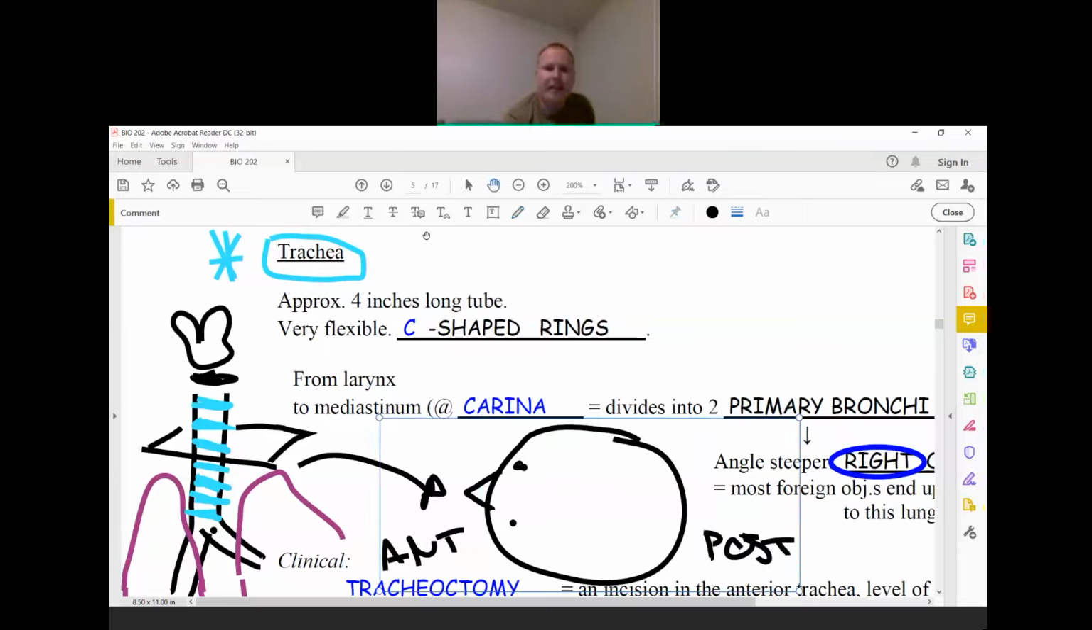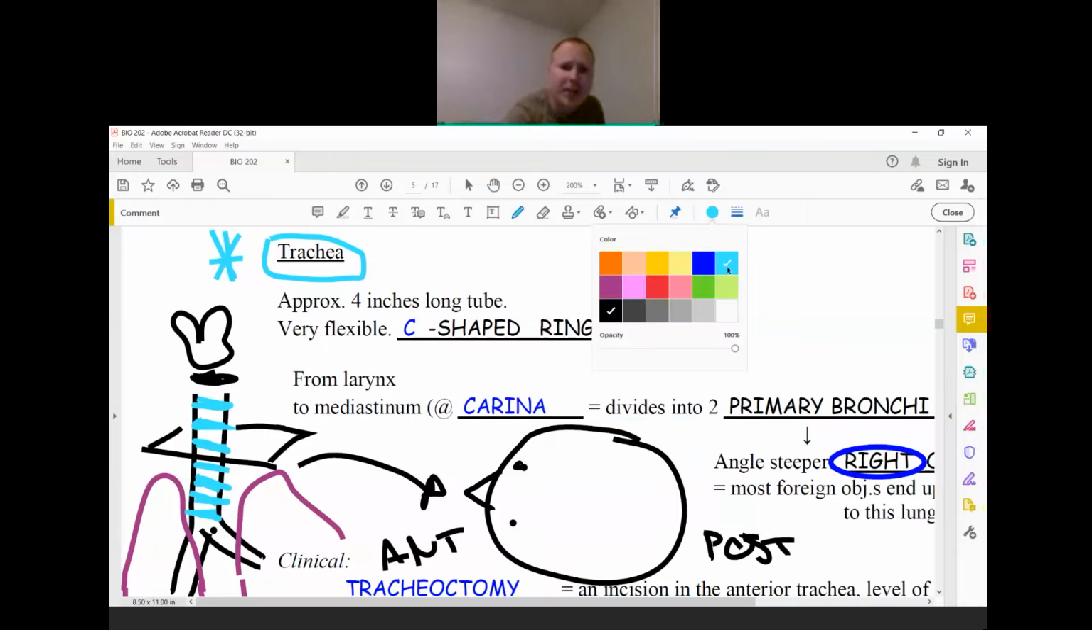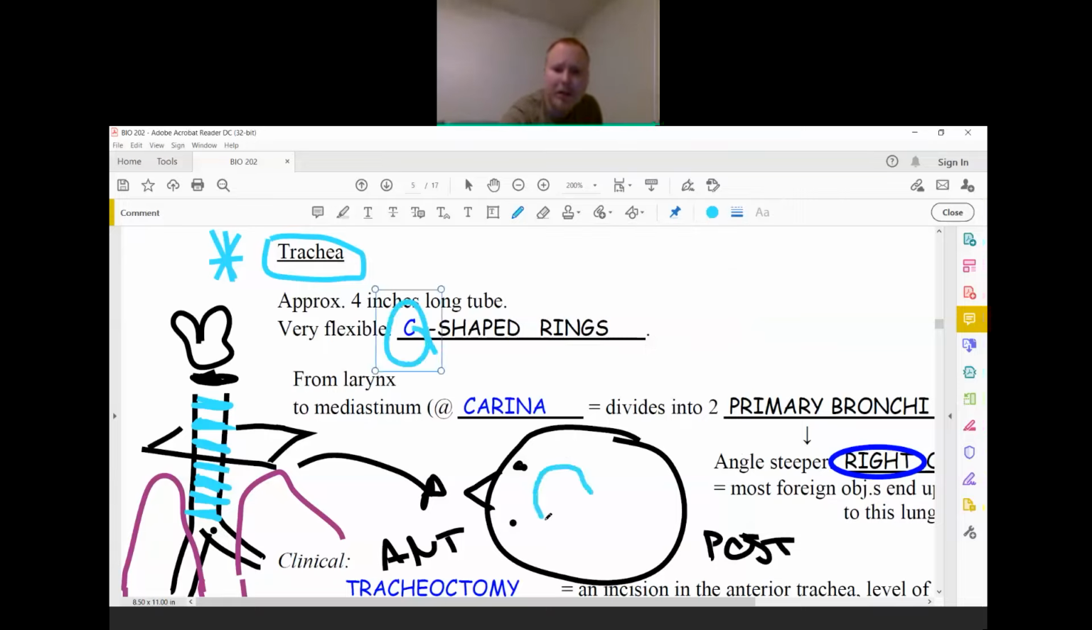Well, these C-shaped rings of the trachea, what you'll notice is that they're located so that they're open to the posterior side. And you might wonder, why is this important? Why are they not fully closed rings? That would be a very good question to ask.